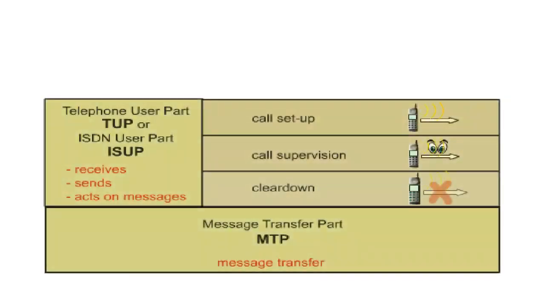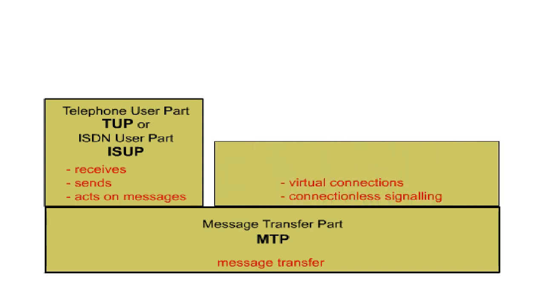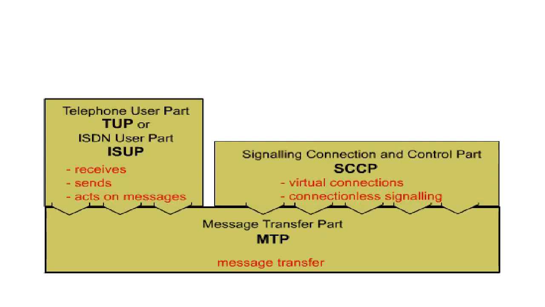To guarantee virtual connections and connectionless signaling, that is, signaling which is not bound to a call, another protocol layer on top of MTP is required, parallel to TUP. This is the signaling connection and control part, SCCP. TUP and SCCP take over different tasks, but both make use of the services provided by MTP.